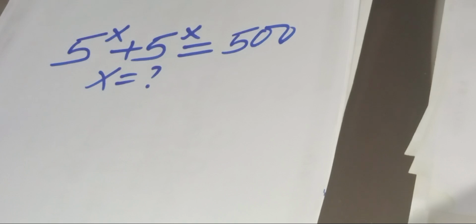Hello everyone, let's provide a solution given this nice exponential equation, which is 5 to the power x plus 5 to the power x is equal to 500. So what is the value of x? Now, solution.